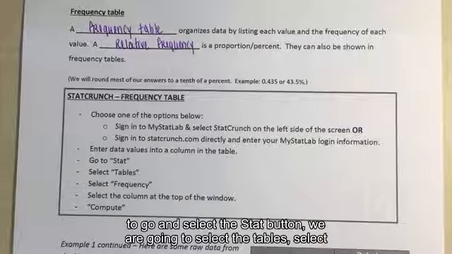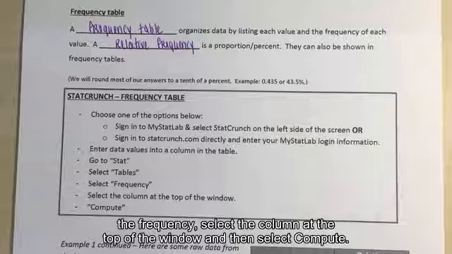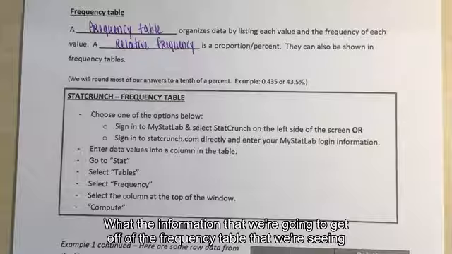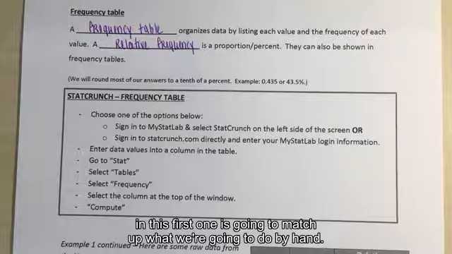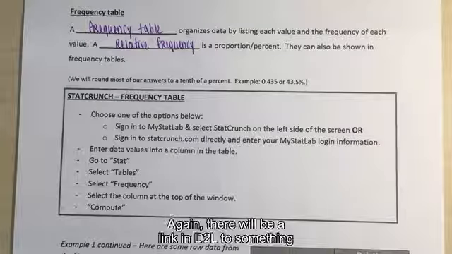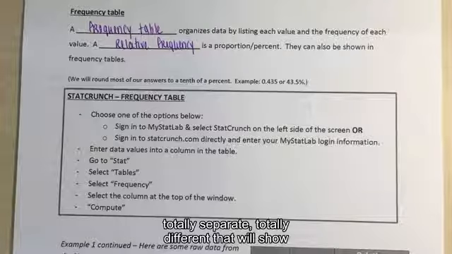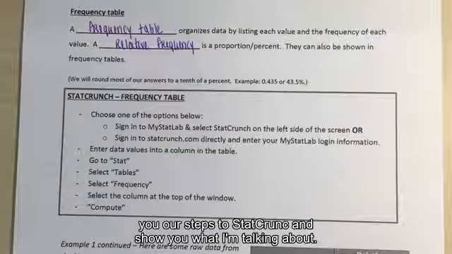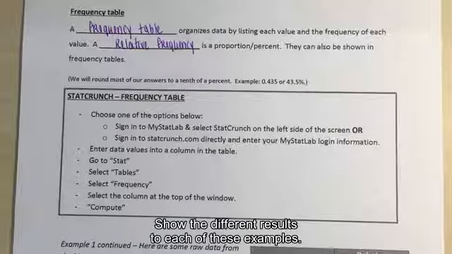We select Tables, select Frequency, select the column at the top of the window, and then select Compute. The information that we get off of the frequency table in this first one is going to match what we're going to do by hand. Again, there will be a link in D2L to something totally separate that will show you our steps in StatCrunch and show the different results for each of these examples.